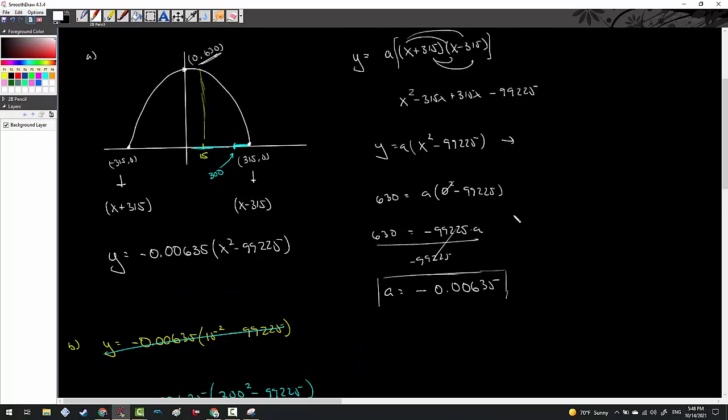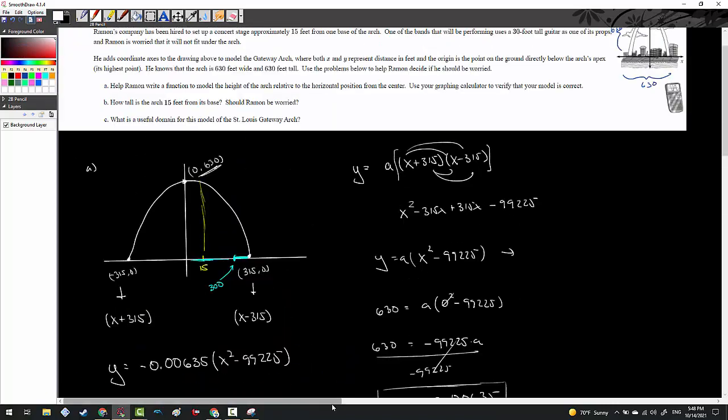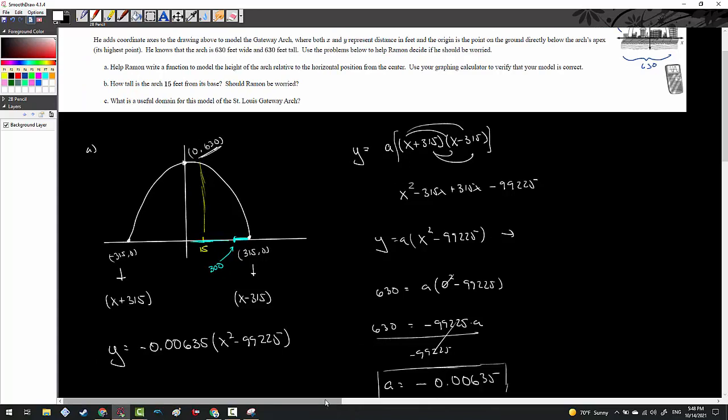In C, they ask you the final question, which is, what is the useful domain for the St. Louis Arch? Now, ordinarily, a parabola has a domain of all real numbers, but I don't think that's going to happen this time because this parabola starts and stops on the ground. So I believe an appropriate domain would be from negative 315 to positive 315, and I think you'll include x on those. So I think that's an appropriate domain for this, and I think that will wrap up this video.